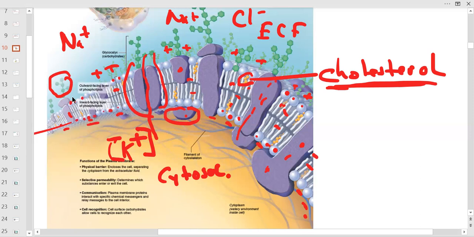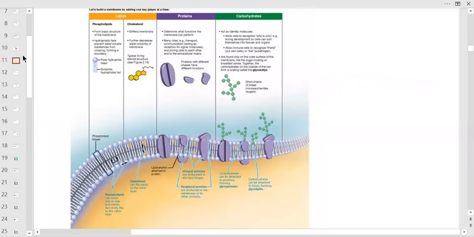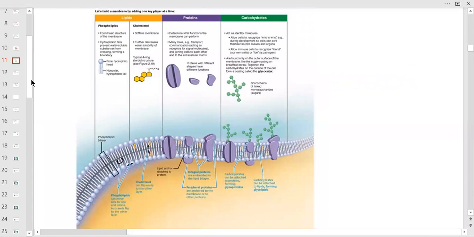So let's take another look, a little bit closer at what's there. This explains the phospholipids, the polar phosphate, the nonpolar tails. And it's a bilayer, so they're kind of facing each other towards the middle, and the phosphates face the outer and inner.